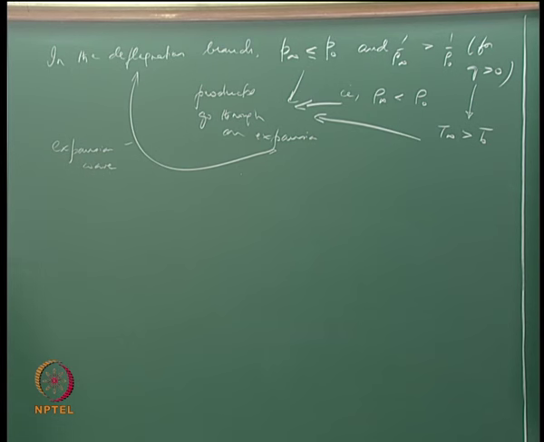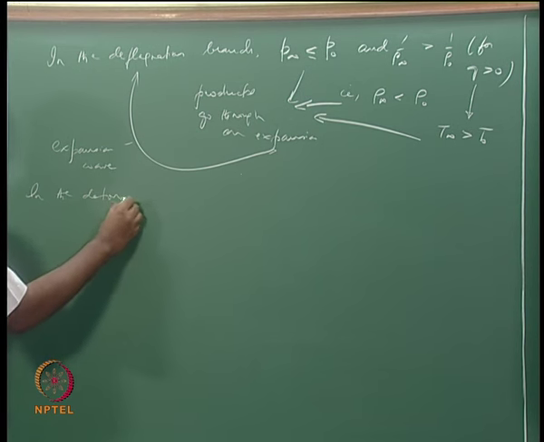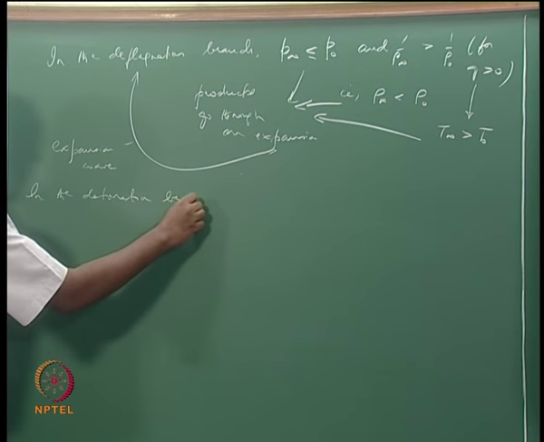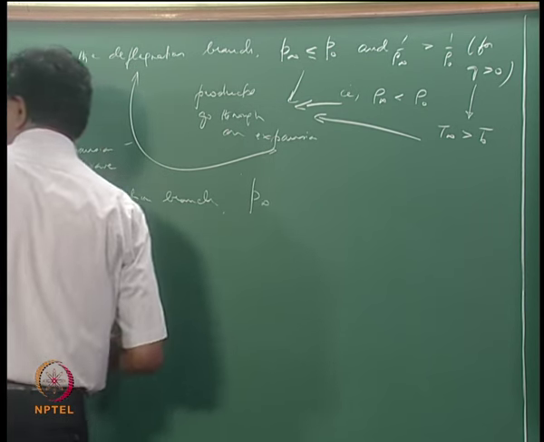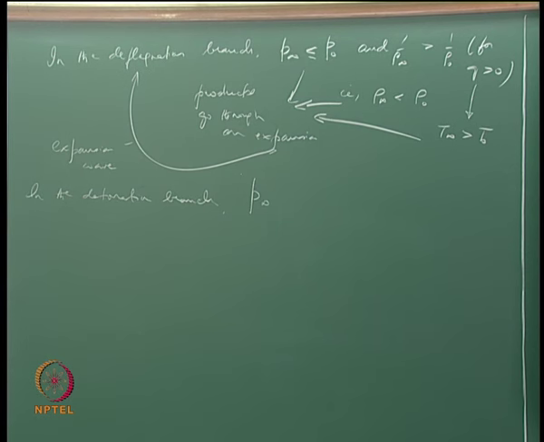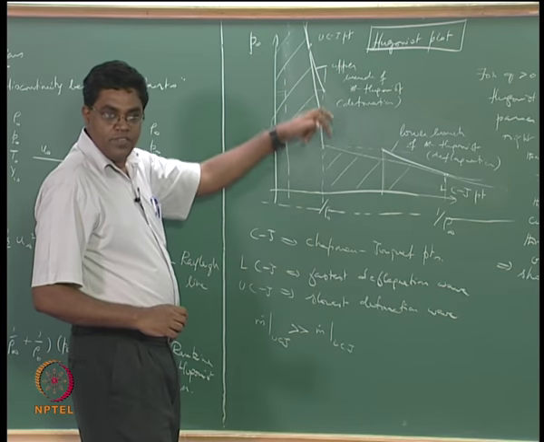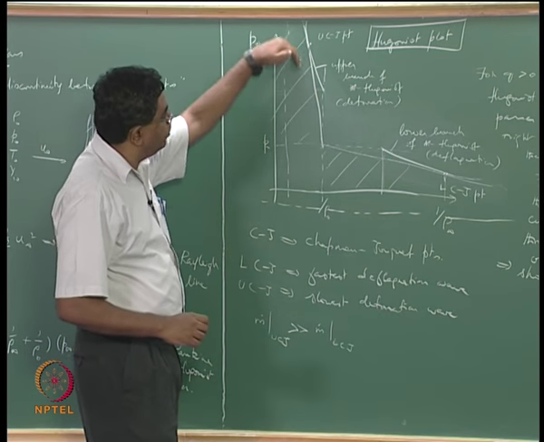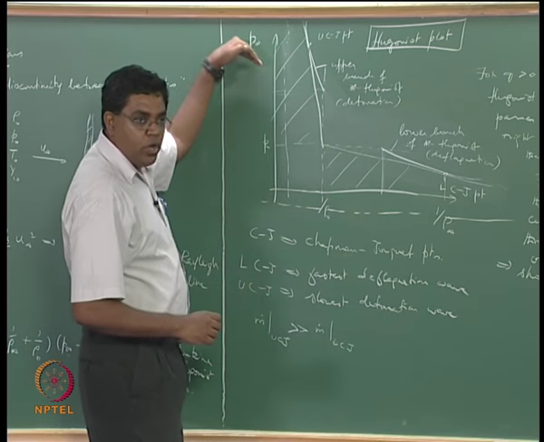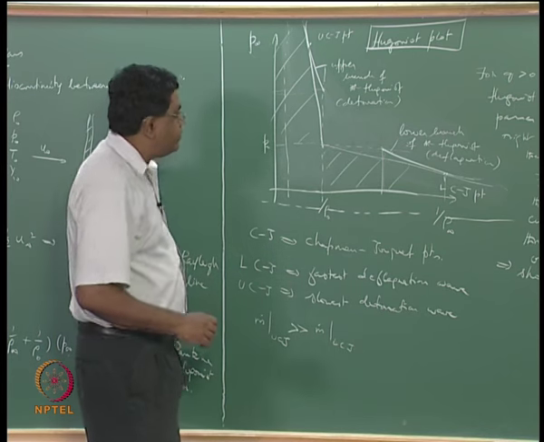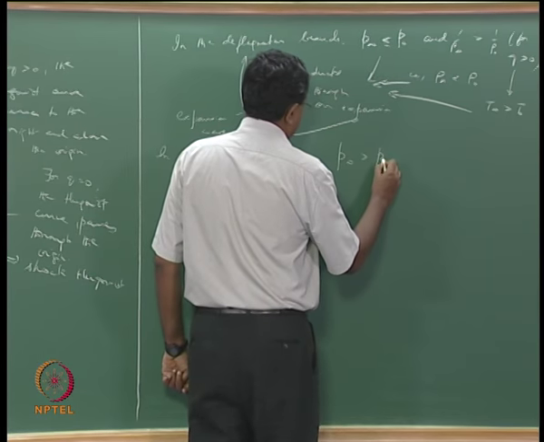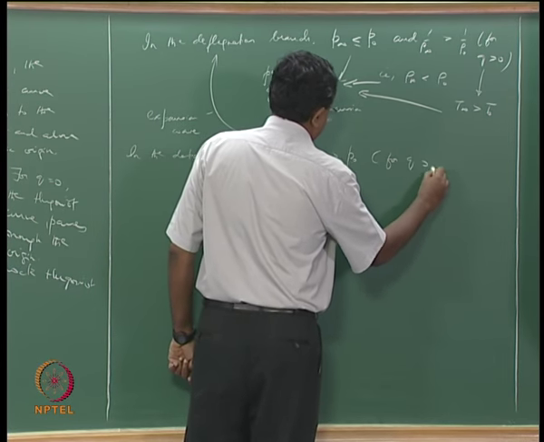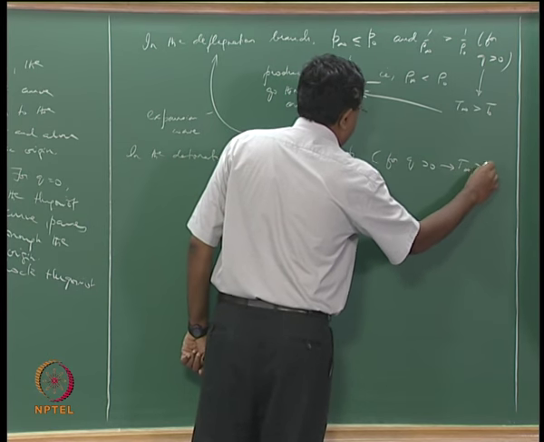Right? On the other hand, if you now look at the detonation wave, in the detonation branch, P infinity can never be equal to P naught for Q greater than 0, right? Only for Q equal to 0 will the Hugoniot pass through the origin, and you have only one tangent ray, right? But for Q greater than 0, P infinity is always greater than P naught, which implies again T infinity is greater than T naught.